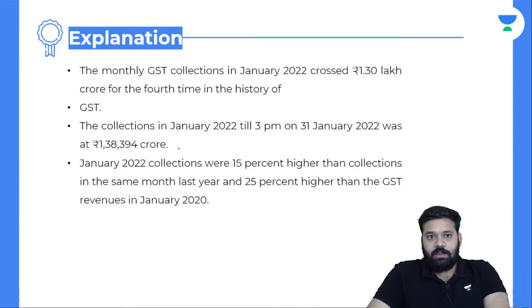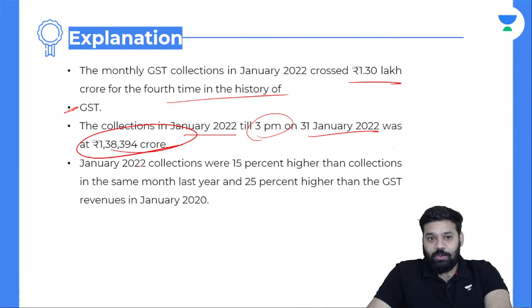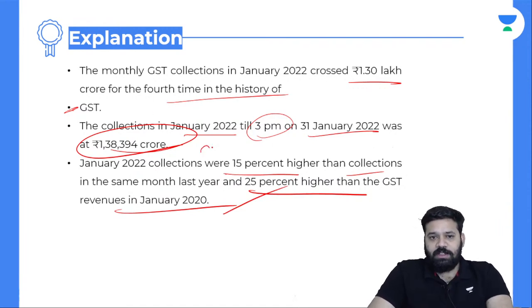Okay. So the amount of collections in Jan 2022 crossed 1.30 lakh crore for the fourth time in the history of GST. The collections in Jan 2022 till 3 p.m. on 31st Jan 2022 was 1,38,394 crore. Jan 2022 collections were 15% higher than the collections in the same month last year and 25% higher than the GST revenue in Jan 2020. Approximately you can say 1.39, 1.38, all of them are correct. But the exact number is 1,38,394.